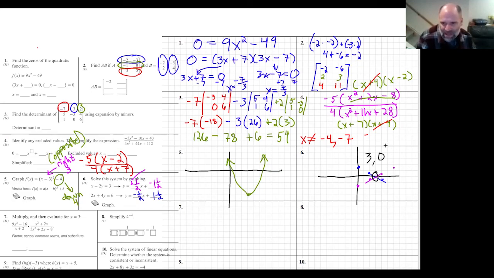Let's just check that and make sure it works in both equations. X is 3 and y is 0. So if x is 3, that's 3 minus 0 is 3. If x is 3, it's 6 plus 0 is 6. It works. Okay?